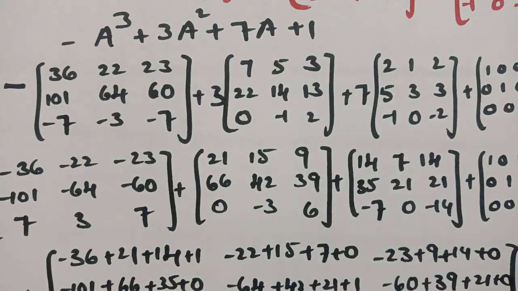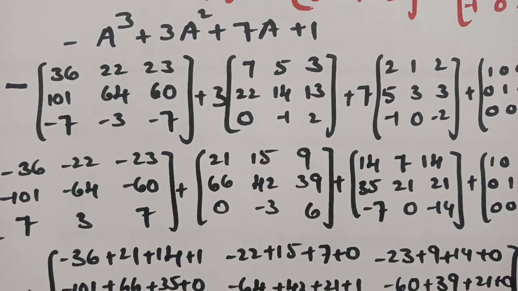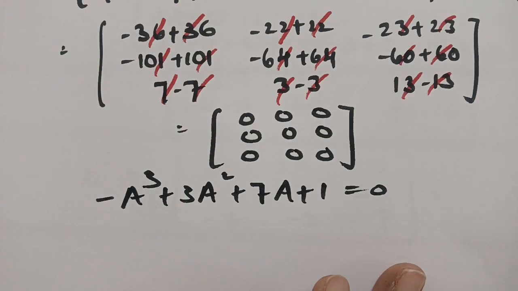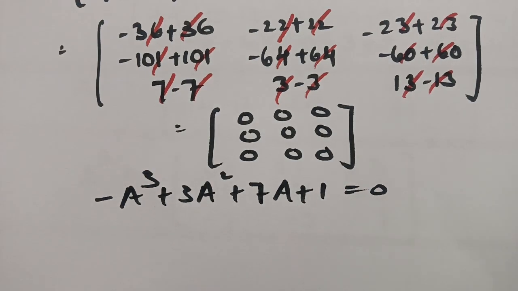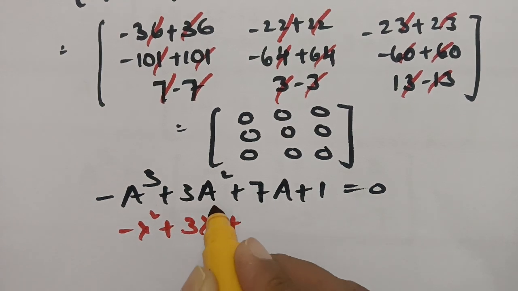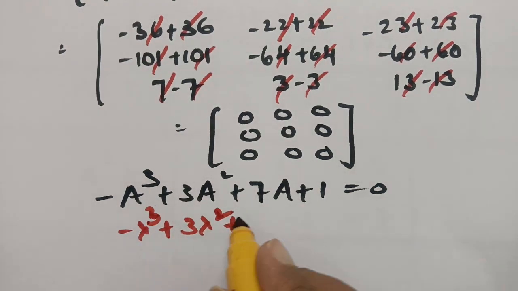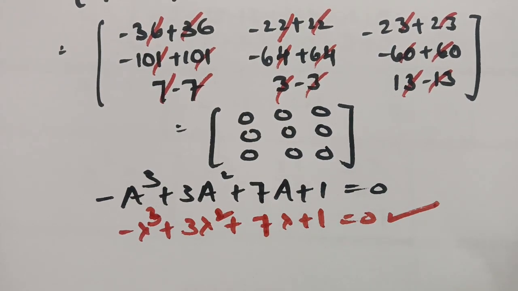So what is our equation here? So this is minus A cube plus 3A square plus 7A plus 1 is equal to 0. So this is nothing but the characteristic equation. So our characteristic equation is nothing but minus lambda cube plus 3 lambda square plus 7 lambda plus 1 is equal to 0.